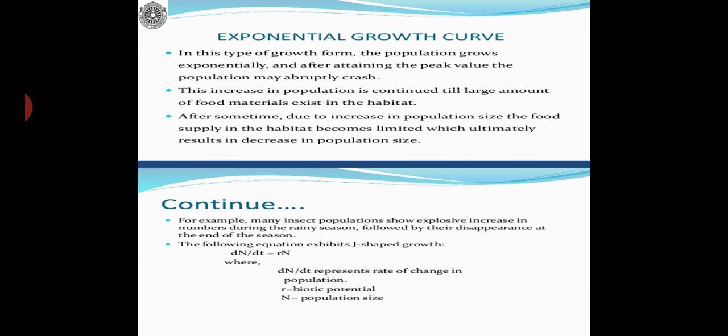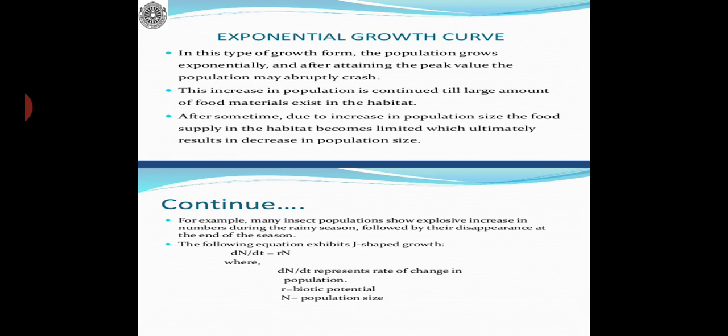In this type of growth form, the population grows exponentially, and after attaining the peak value, the population may abruptly crash. And this increase in population continues as long as a large amount of food material exists in the habitat. After some time, due to the increase in population size, the food supply in the habitat becomes limited, which ultimately results in a decrease in the population size. So this type of growth curve is known as the exponential growth curve.